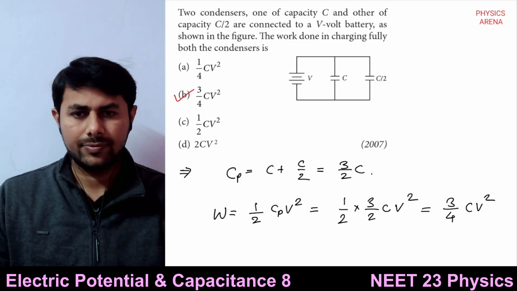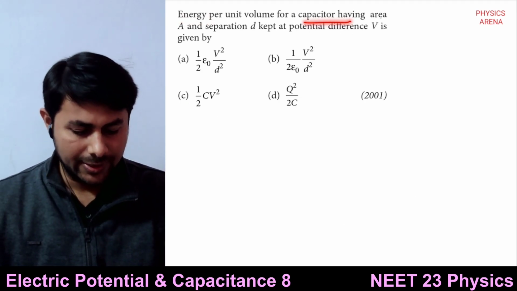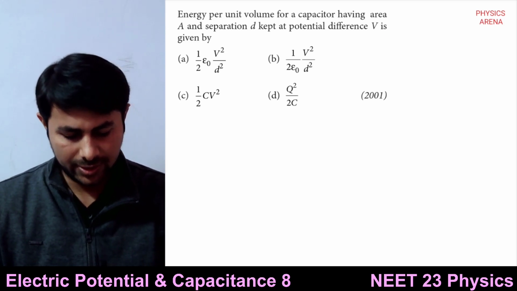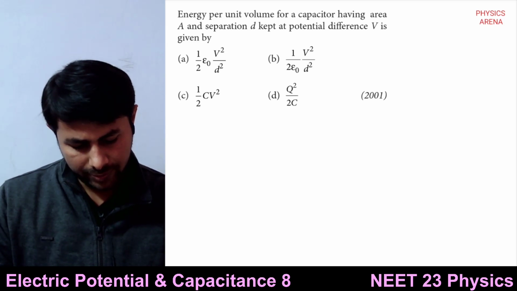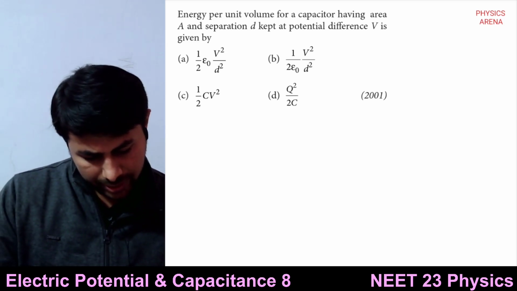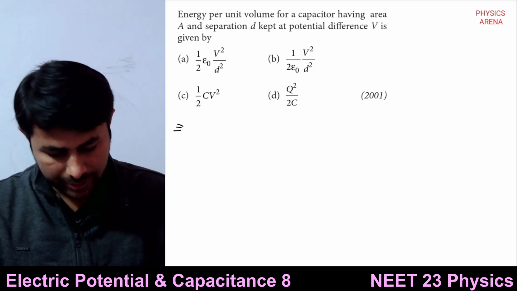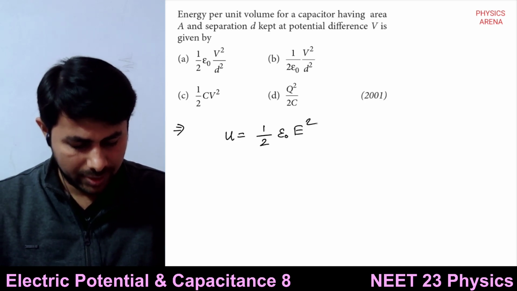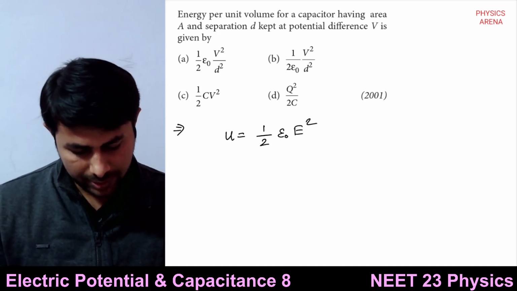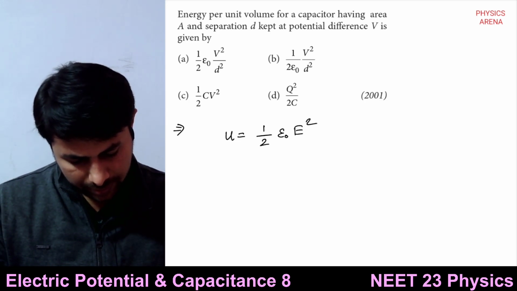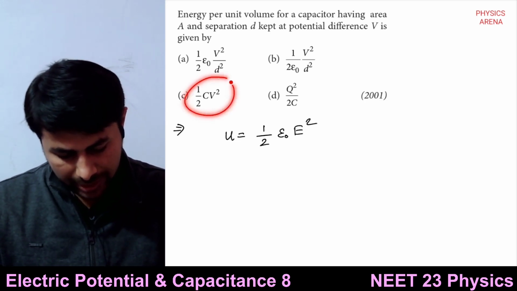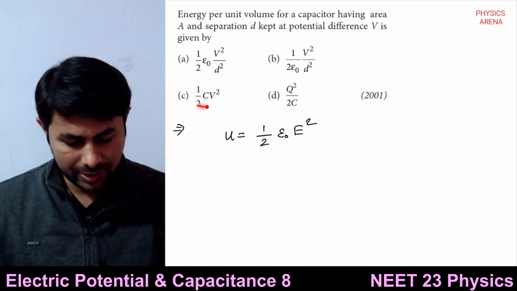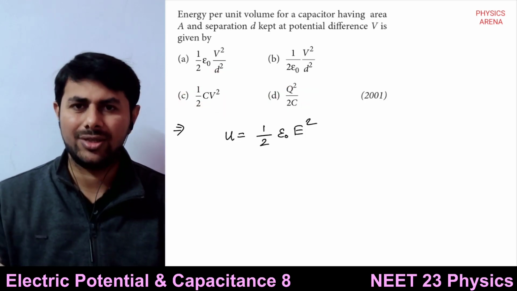Option B. Energy per unit volume for a capacitor having area A and separation D kept at potential difference V is given by? Here it's not epsilon naught. Energy per unit volume, we know, is half of epsilon naught E square, right? It cannot be half CV square or half Q square divided by C, because that is the energy stored in the capacitor, the total energy, not energy per unit volume.